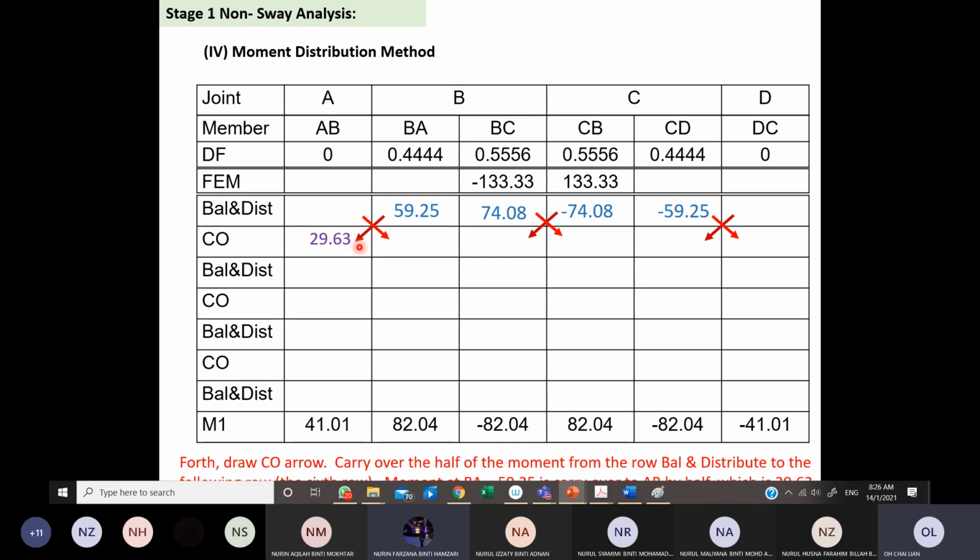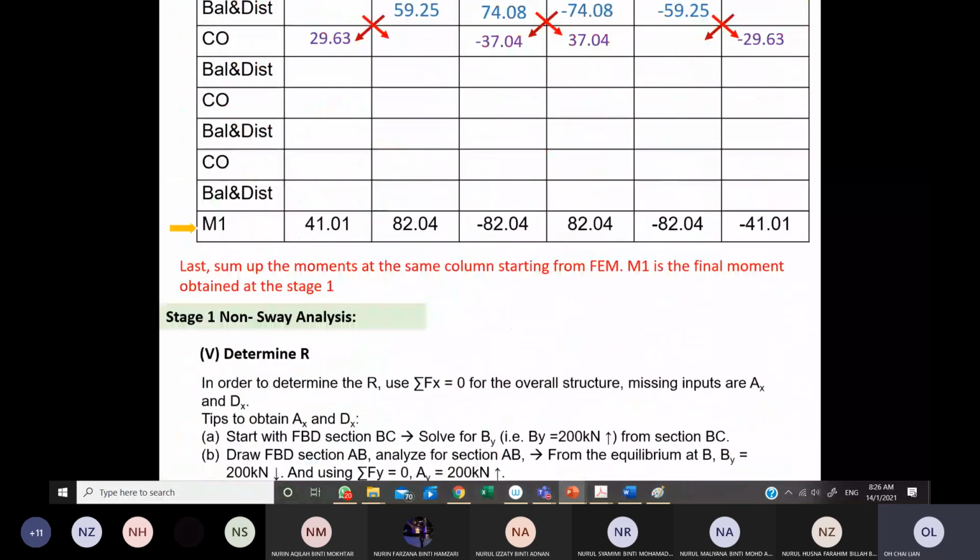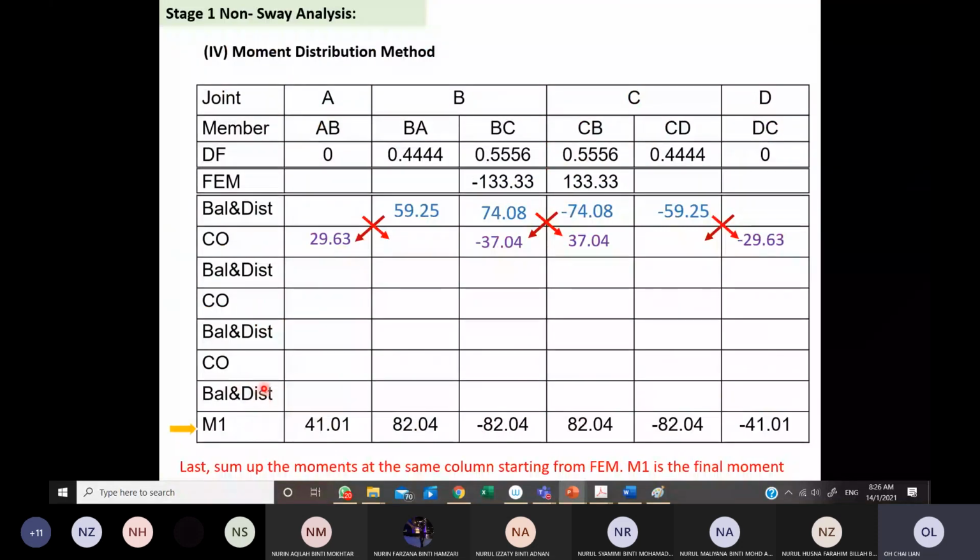Okay, so then you're going to continue all these steps until you get very close, at the balance and distribute, to 0 here, or a very small value. Then you stop, and then you sum up all the moments starting from the fixed moment. Then you will get the final moment at stage 1. This final moment we give the name M1 here. So we are going to use it later.